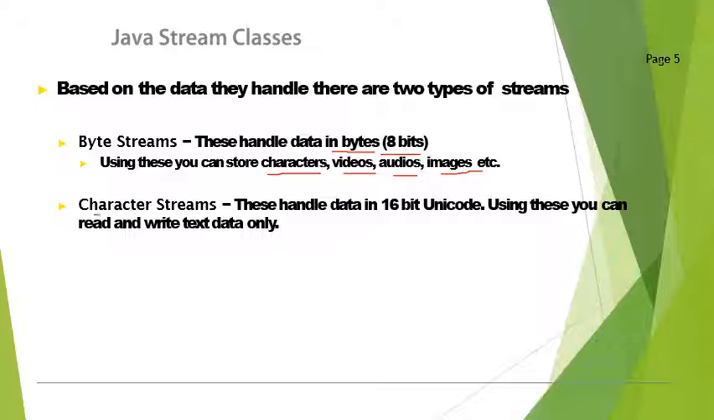But in the case of character streams, they can handle 16-bit Unicode. But the problem is that they can read and write text data only. Character streams can read and write text data only.